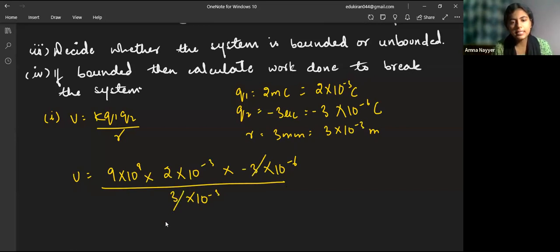So 3 gets cancelled. This 10 to the power -3, this gets cancelled. So see, 9 into 2 is 18 minus sign. And 9 minus 6 is 3. So 10 to the power 3 joules. This is the answer for potential energy.